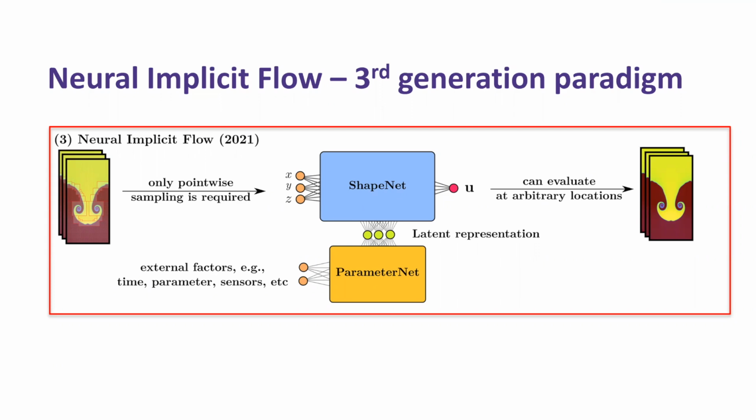I see. So effectively, you have a secondary input, and then it's mapped to some latent space, and then that latent space is passed on to every layer in the ShapeNet. Correct. Okay.